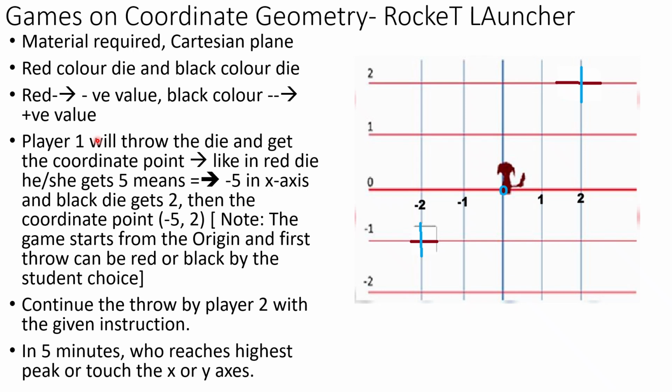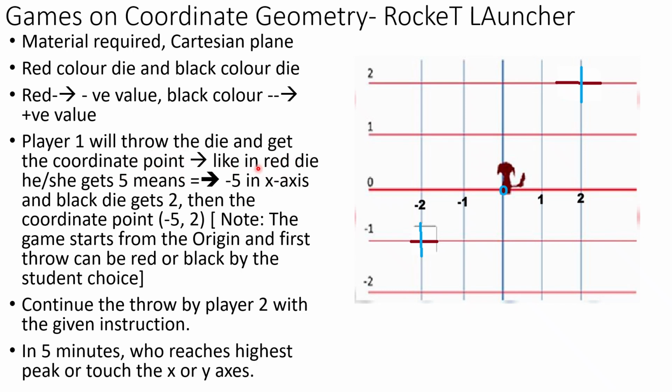Can ask the students to bring the grid, a simple Cartesian plane with all the 4 quadrants marked properly, 10 by 10, starting from 0 to 10, both x and y values in positive and negative. So next one is the player 1 is having all the rights to take red or black. By their own choice, they can take either black or red color die. They have to throw the die.